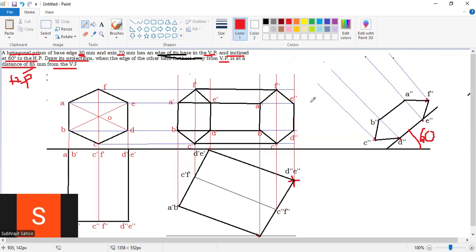Then E double dash to E dash, measure. E double dash to E dash, mark here. Next, B double dash to B dash, measure and mark here. Sir, D double dash to D dash, measure. Okay, measuring, sir. You are telling me, so I will measure. Then C dash to C double dash, measure and mark.